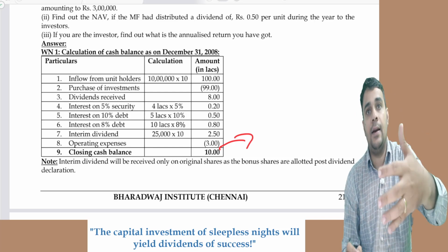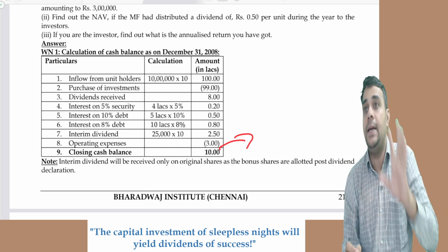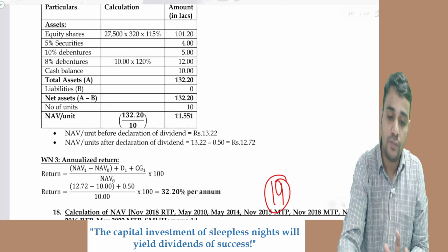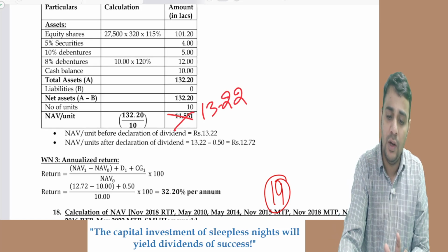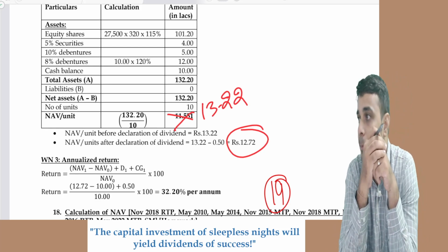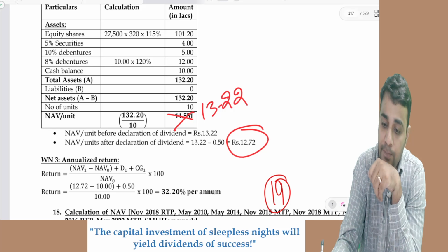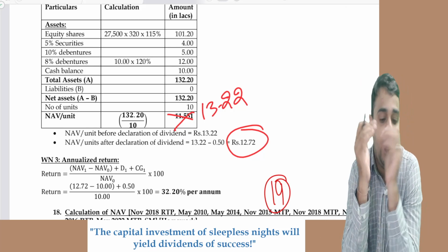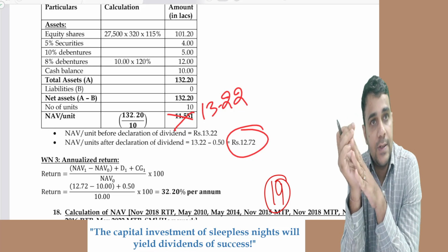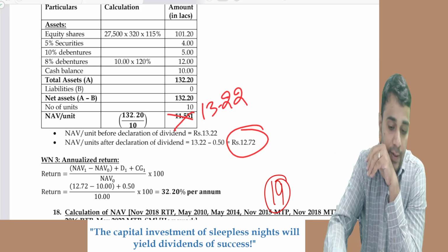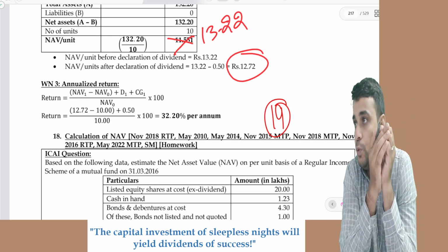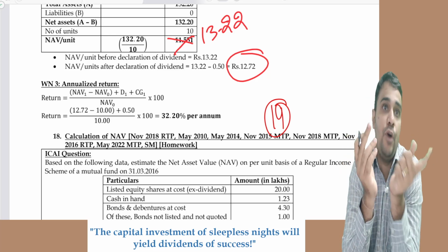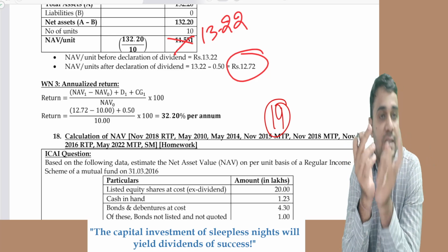In case I declare and I don't pay, then a new liability will come called dividends payable. So your 13.22, there's a typing mistake here, 13.22 will go down by 0.5 and it will become 12.72. And how do I calculate return? NAV1 minus NAV0 plus D1 plus CG1 divided by NAV0, and you'll get the same answer, 32.2%. Whether dividend paid or not paid, you'll get the same answer. Because if you don't pay, 13.22. If you pay, 12.72 and add 50 paise.